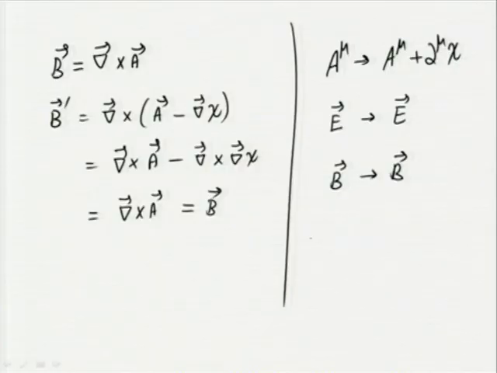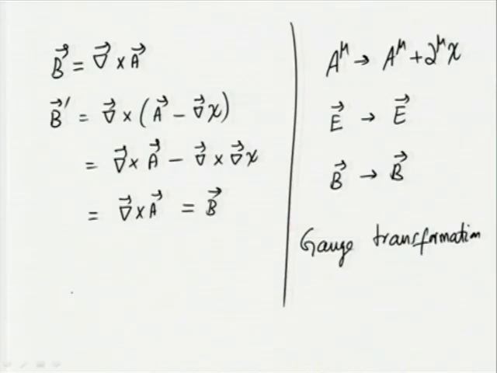But this particular freedom, or arbitrariness in the potential, is very important in particle dynamics. We call this the gauge transformation. This particular way of changing A mu to a new A mu is called gauge transformation. And we see that the electric and magnetic fields are invariant under such gauge transformation. So, we can say physics is invariant under such gauge transformation.